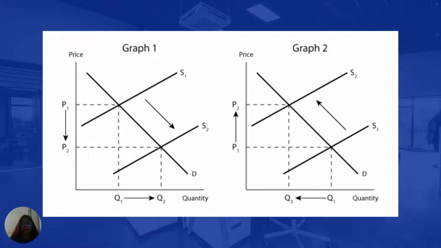Now, let's look at the shifts in the supply curve. An increasing supply, as seen in the first diagram, graph 1, is a rising supply at any given price, which causes the supply curve to shift to the right, as you can see in the graph. In graph 2, we see a decreasing supply, which is a falling supply at any given price, causing the supply curve to shift to the left. In graph 1, we can see increasing supply because the curve has shifted to the right, and in graph 2, we see a decreasing supply as the curve has shifted to the left.